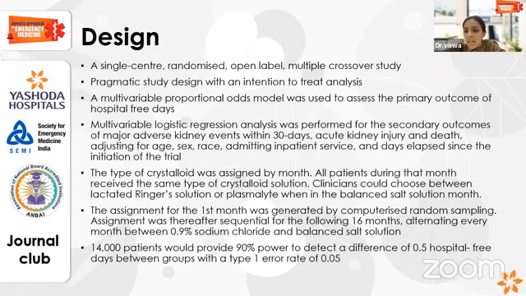The assignment was thereafter sequential for the following 16 months, alternating every month between 0.9% sodium chloride and balanced salt solution. 14,000 patients would provide 90% power to detect a difference of 0.5 hospital free days between groups with type 1 error rates of 0.05.